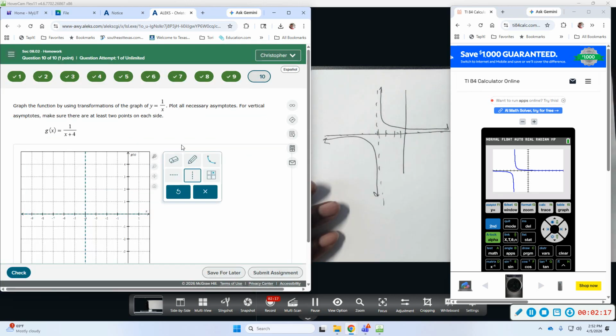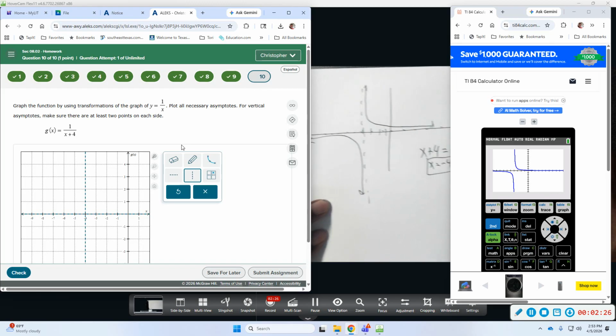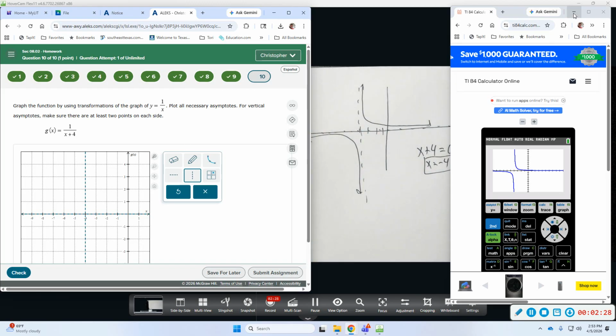So we have a vertical asymptote at x equals -4. Again, where is that coming from? Take the bottom, set it equal to 0, subtract 4, you get x equals -4. So that's where that's coming from. Sorry, you cannot see that because this little calculator's in the way.